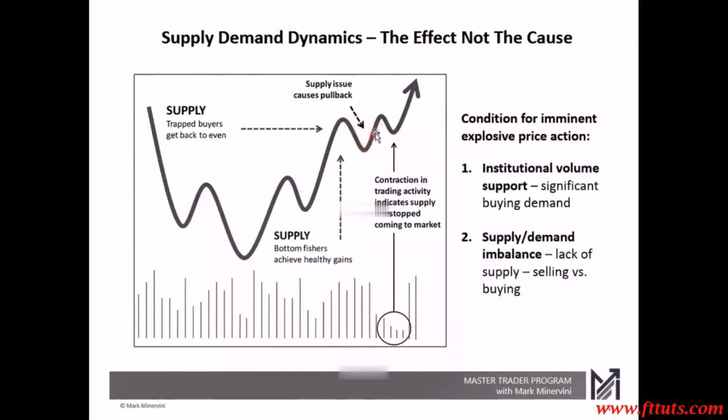So now that's going to cause, as it comes back up the right side, same thing. Trapped buyers are getting even. Profit takers are having profits. So now they sell and they create the next contraction until you finally get where everybody's pretty much gone and you don't have any supply left in the stock.